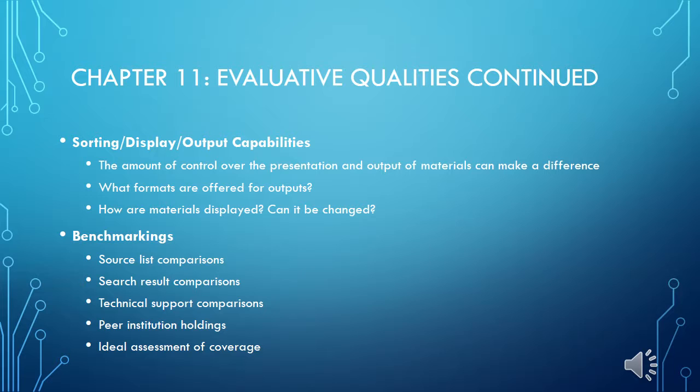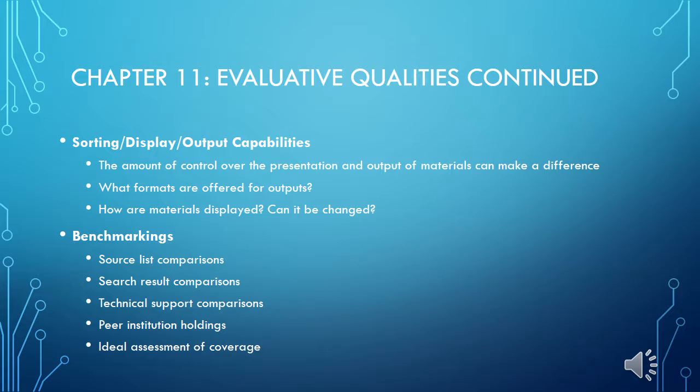It may also be relevant to look at the holdings of other peer institutions. For example, if you work for a university, looking at what databases other universities use and other resources that are at other universities may influence whether specific databases may be relevant to your own institution.